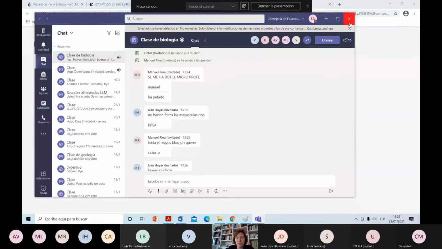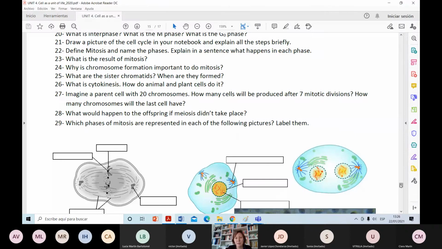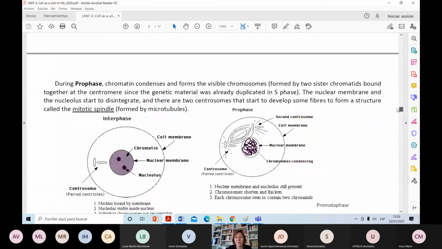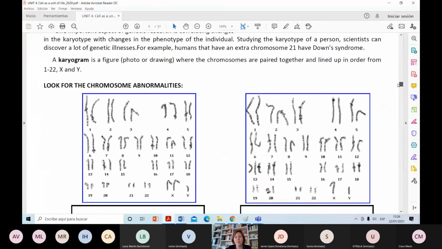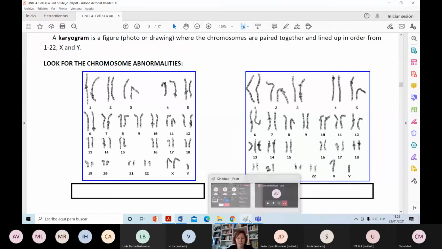What chromosomal abnormalities are, I ask you to pay attention to this, the photocopy that you had on the theory. And in this photocopy, you had different pictures representing the karyograms. Bueno, vamos a ver si nos centramos.